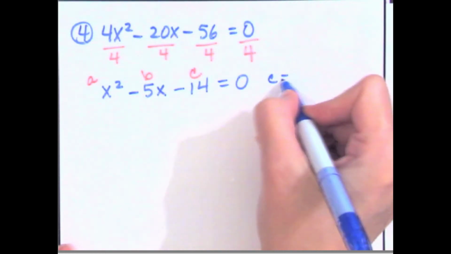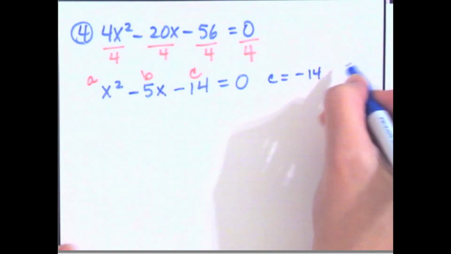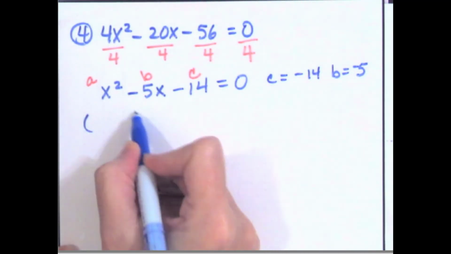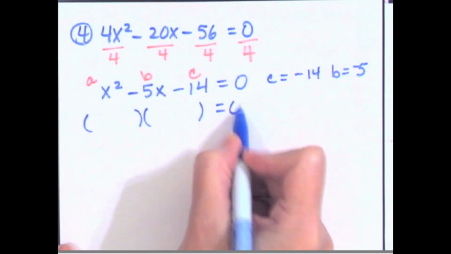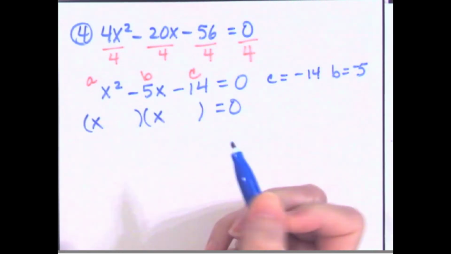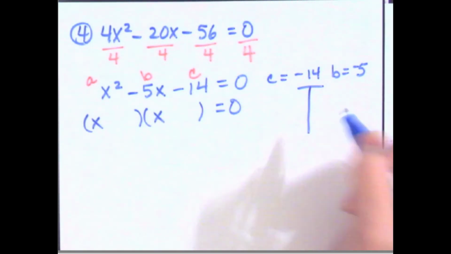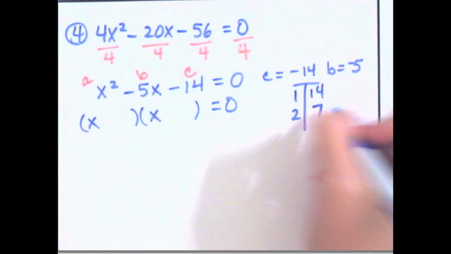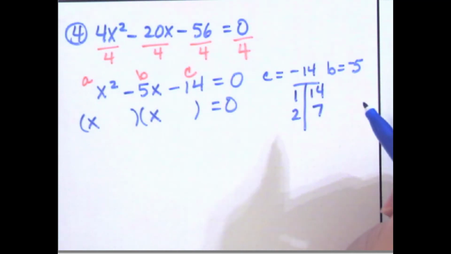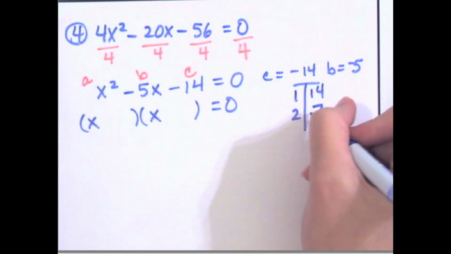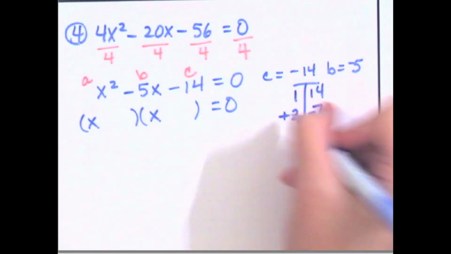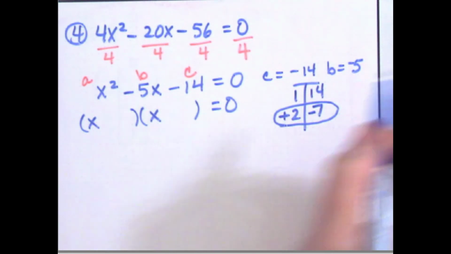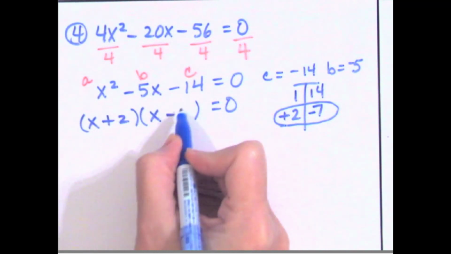So we have a negative C and a negative B. So here we can go ahead and think about our binomials. So it'll be x times x is x squared. We need to work on that 14. It's negative. So as we're looking at our factors, since it's negative, we're going to need our larger sign to be negative. So a negative 7 plus 2 will give us that negative 5 that we need. So we'll put plus 2 minus 7.